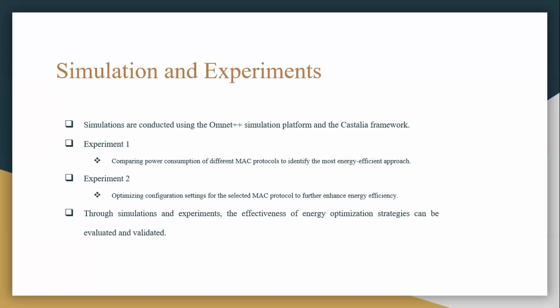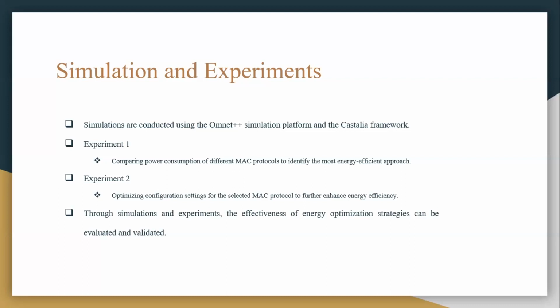In the first experiment, our objective was to identify the most energy-efficient MAC protocol for the wireless sensor network. We compared multiple MAC protocols and measured their power consumption under the given conditions. The simulations enable us to assess and compare the energy consumption of different MAC protocols, providing insights into their performance and suitability for the WSN. Based on the results of the first experiment, we selected the optimal MAC protocol to proceed with the second experiment.